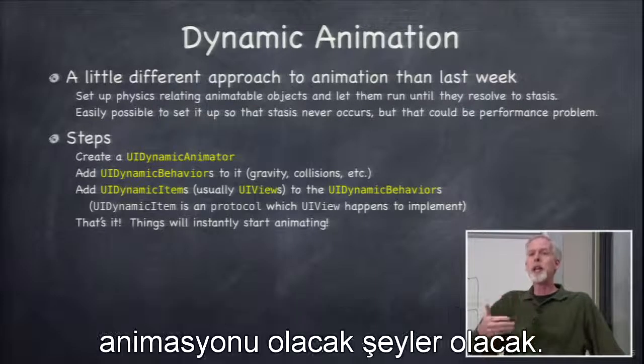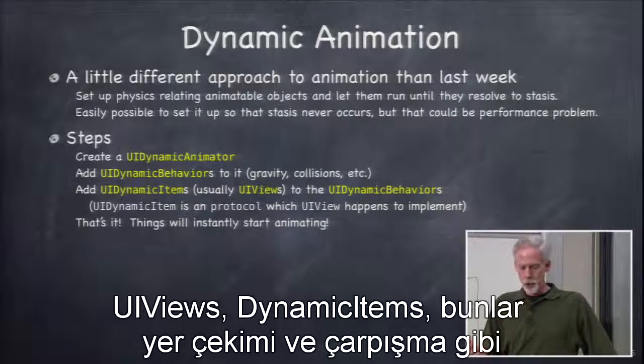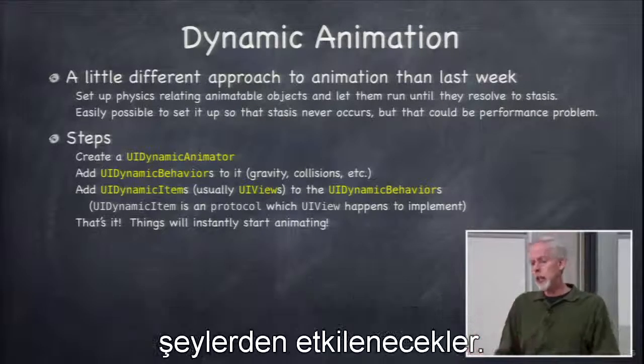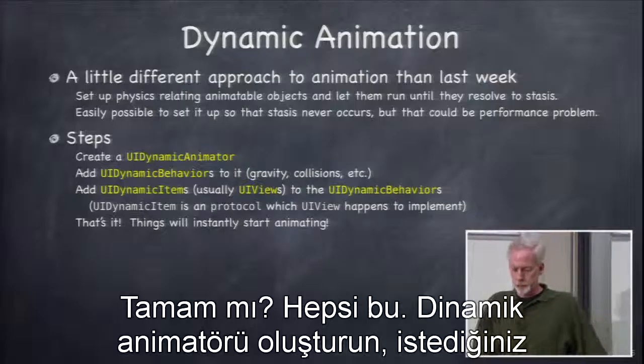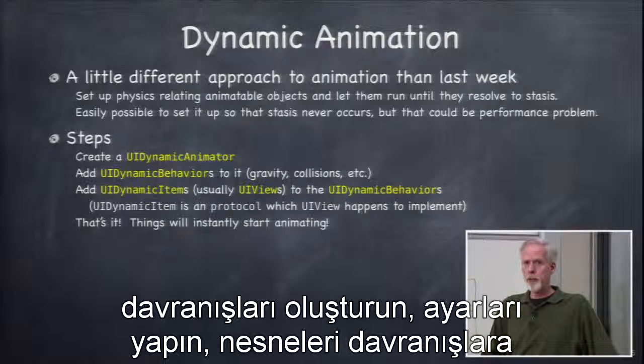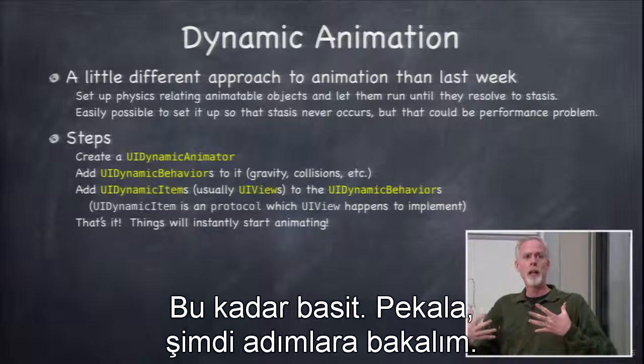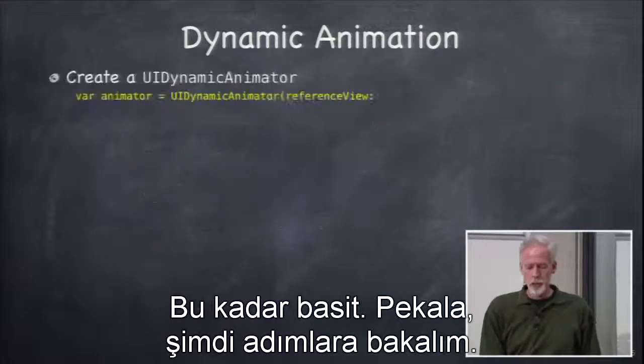And then, of course, there's the things that are going to be animated, which, for our purposes, are always going to be UIViews, okay? These UIViews, dynamic items, are going to be affected by the gravity and the collisions and all those things, okay? And that's it. Just create the dynamic animator, create the behaviors you want and configure them, add the items to the behaviors, bam, it'll just start automatically animating. And if you remove an item from a behavior, it'll stop animating, okay? Simple as that.